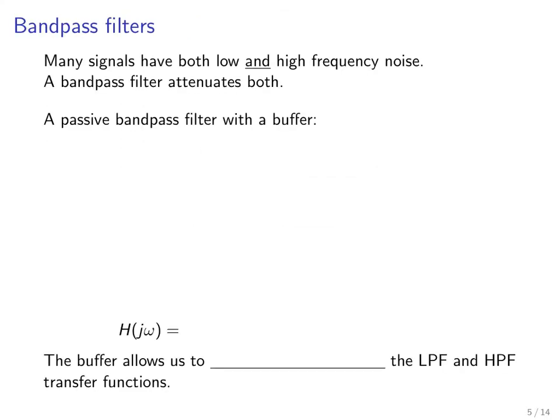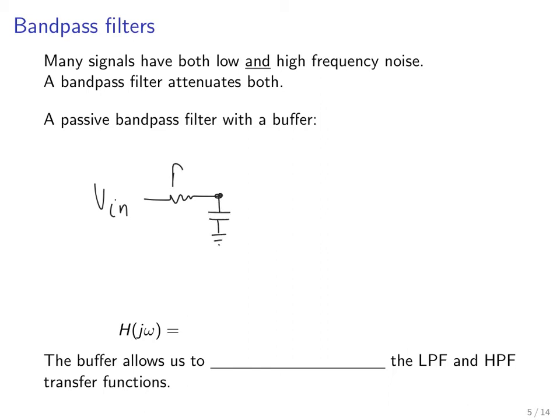Now, many signals will have both low and high frequency noise. For example, we might have a DC offset, and we might also have some higher frequency noise from other sources that we've talked about. So a bandpass filter is a kind of filter that can help us attenuate both. Now, the simplest topology for a bandpass filter simply involves cascading a low-pass filter with a high-pass filter, or vice versa.